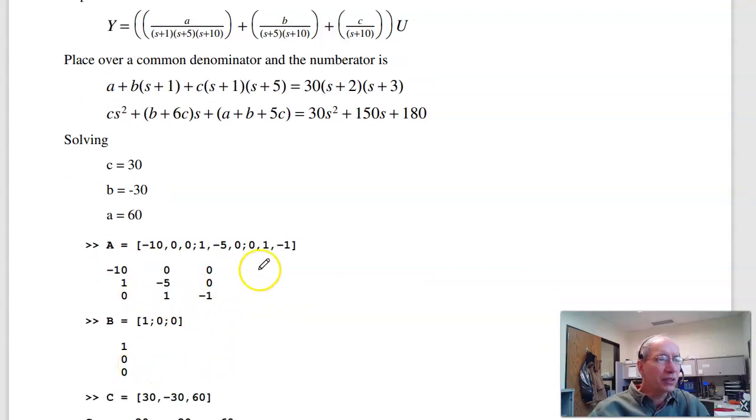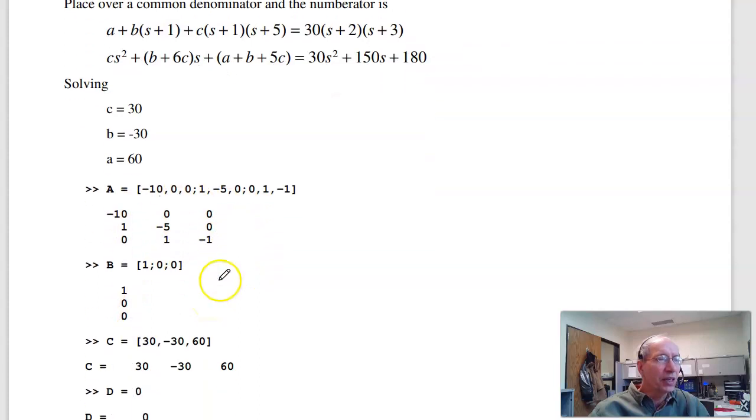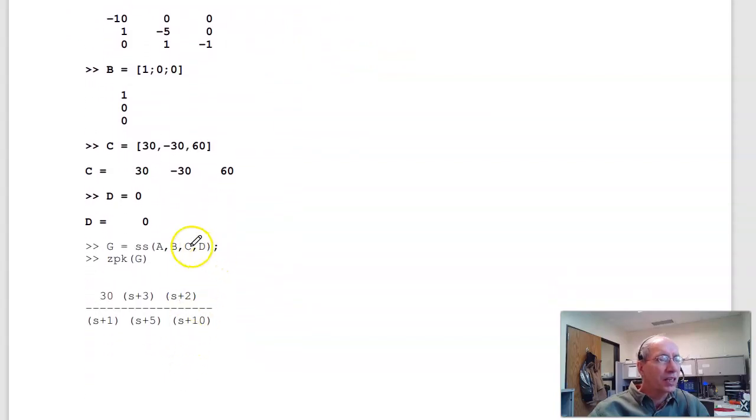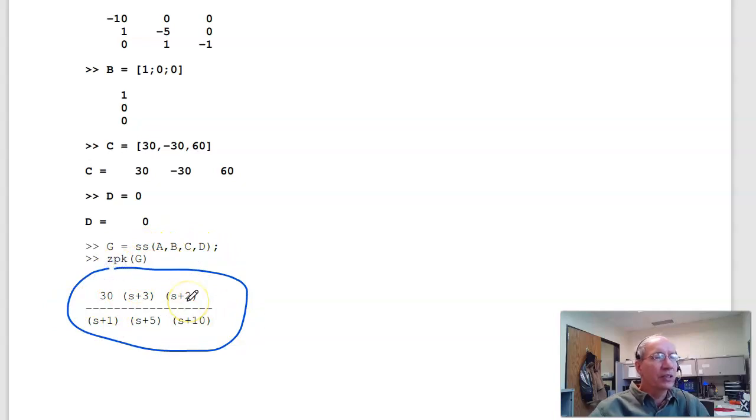The B matrix, the input feeds the first system, that drives the second, that drives the third. The C matrix is your A, B, and C that you calculated. As a check, input that system into MATLAB, I get the same answer. So that's another perfectly valid way to represent the system.